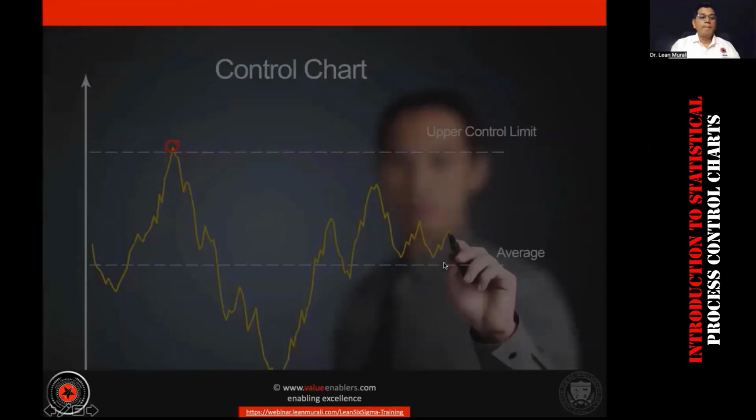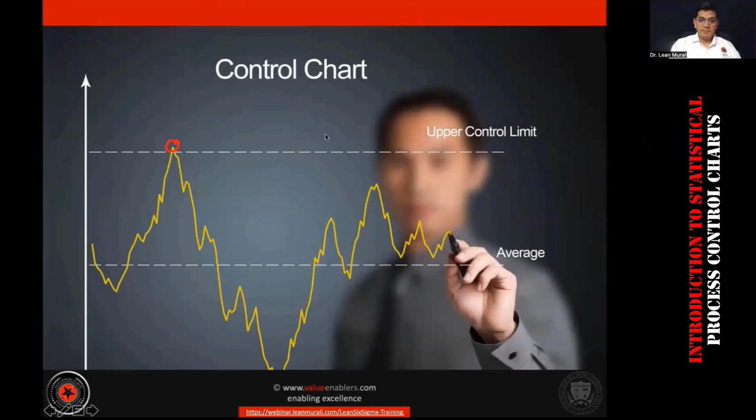Okay, good. Now, control charts. In this, you see two words here, upper control limit, average, and below you will find the lower control limit, which means that there must be some borderline in which you should operate your process.